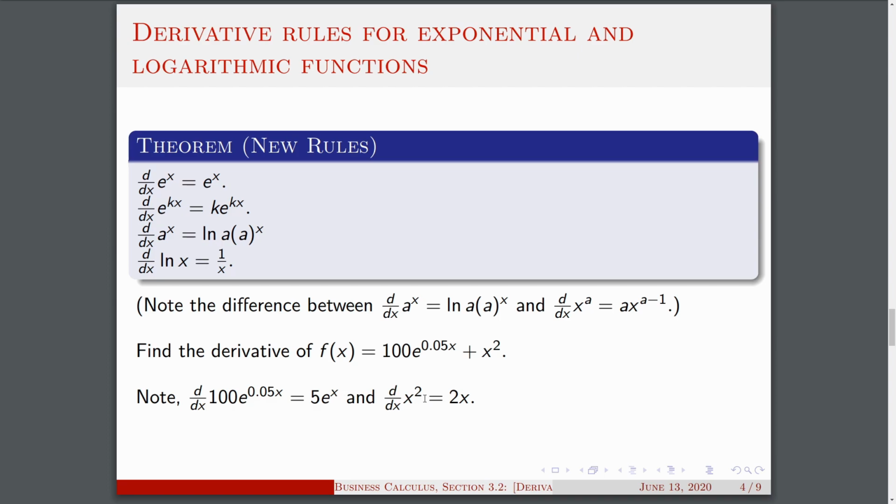And the derivative of x squared, that's just 2x, the first power. So our derivative, we just add those two things up, since we were adding the two functions originally, and we get 5 e to the x plus 2x. Okay, so that's that.